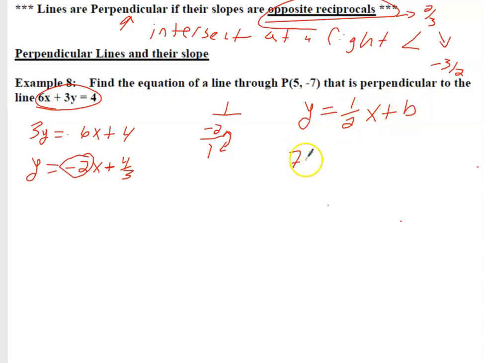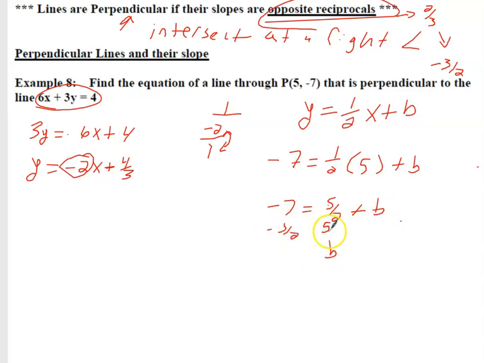Plug in the point that they give us, negative 7 equals 1 over 2 times 5 plus b. So negative 7 equals 5/2 plus b. Subtract 5/2 from both sides. And when I do that, this will be negative 14 halves minus 5 halves is going to give us negative 19 halves. So the equation of the line perpendicular is y equals 1 half x minus 19 over 2.